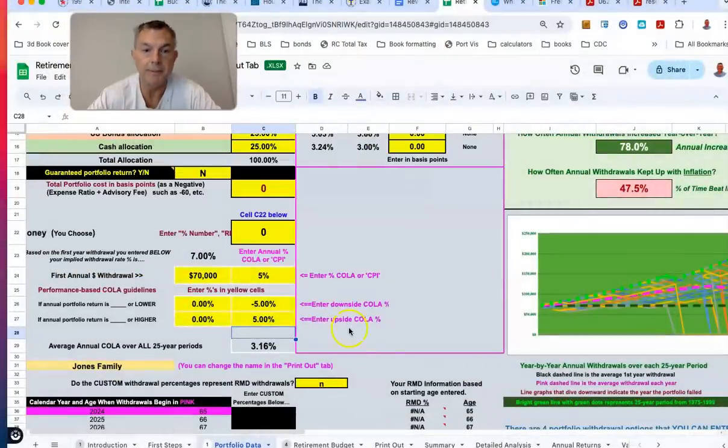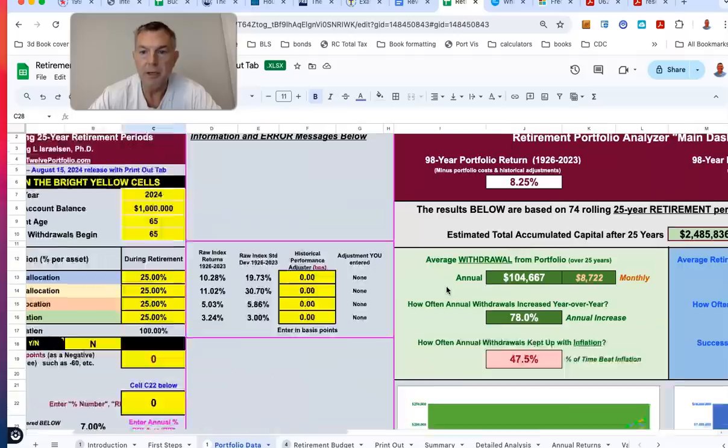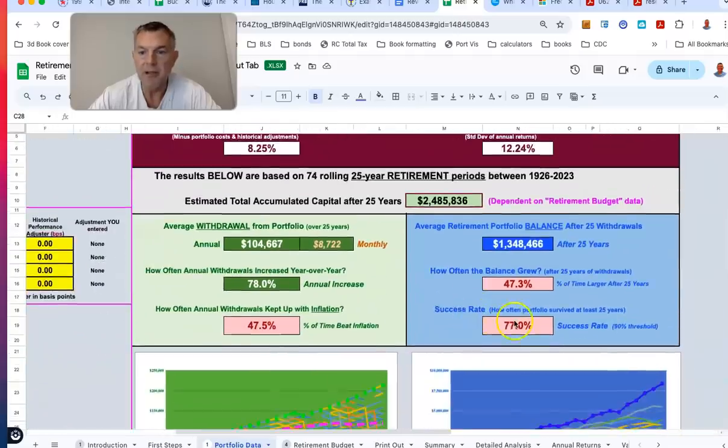All right, so you can see 5%. If the markets are up, I'm increasing my spending by 5%. If the markets are down, I'm decreasing my spending by 5%. Everybody with me on that so far? Hope so. And what you'll see here is you'll see 77% of the time I did not run out of money. 70% of the time I did not run out of money.